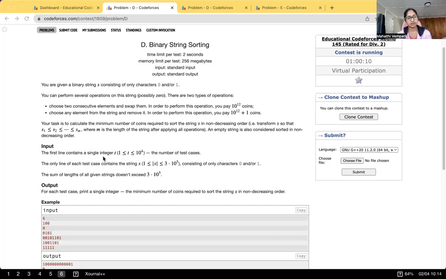Choose any two consecutive elements and swap them. You pay 10 to the 12 coins. Choose any element from the string and remove it. You pay 10 to the 12 plus 1 coins. Okay. Task is to sort string S in non-decreasing order.